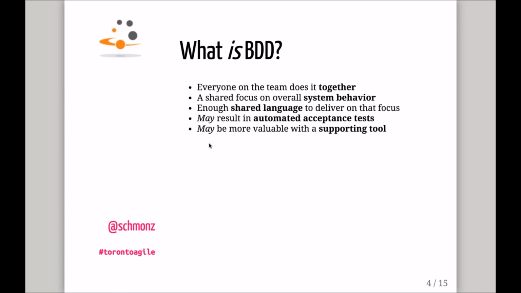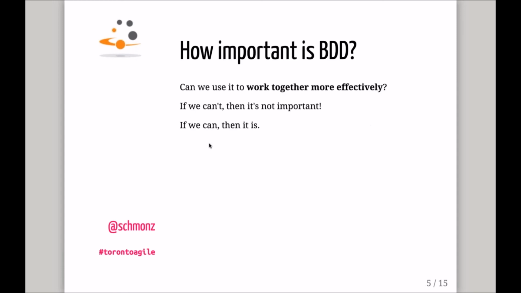TDD is complementary to that. You could do big cycles of BDD and small cycles of TDD, and several TDD tests could add up to give you one BDD feature, for example. Again, you don't have to use Cucumber. You don't have to automate anything. But the idea is that we do it together, we focus on system behavior, and we have words that we all understand together.